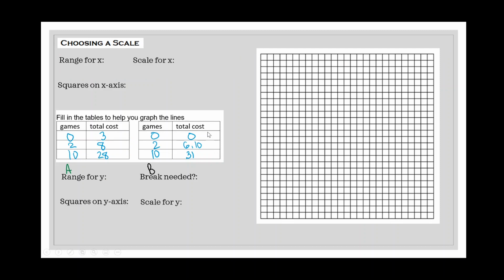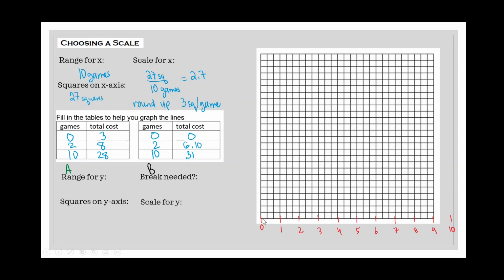So we're going to take that and decide on our scale this time. The range for x, biggest to smallest, is 10 games. There's still 27 squares. So when you're doing this division, this time 27 is the bigger number. So 27 divided by 10 gives you 2.7. So that's awkward. And you might say, oh, it's close to 3, so let's just round up. Let's see what happens when we do that. So 3 squares represents 1 game.